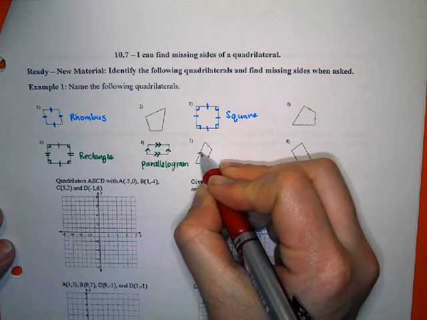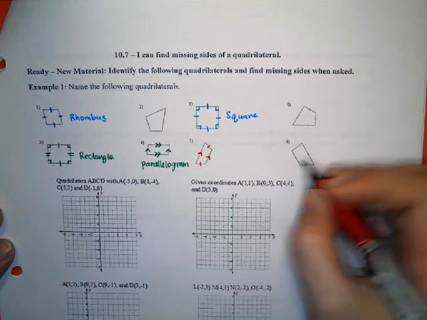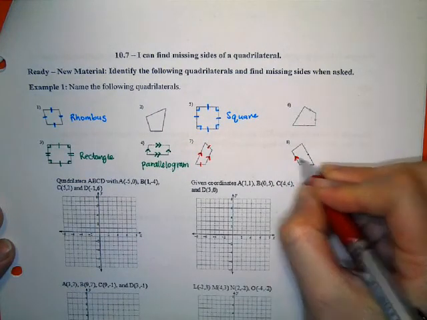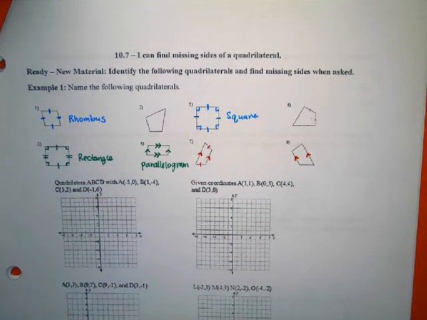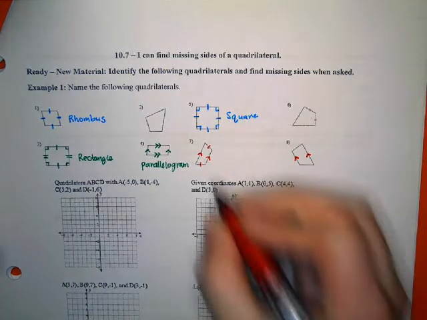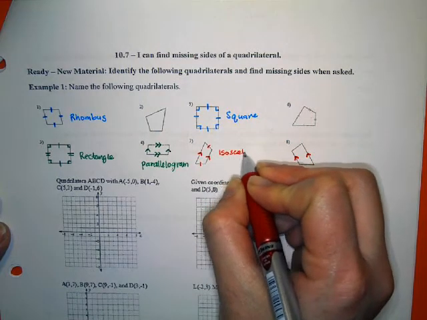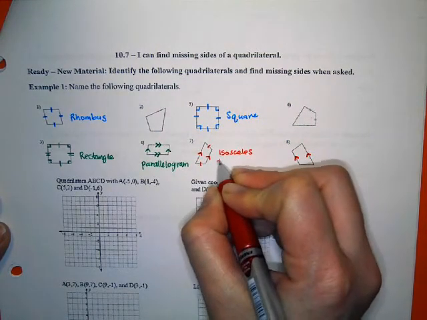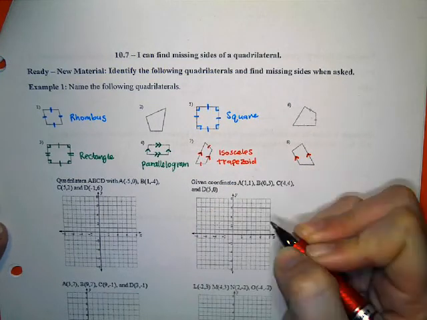Seven has these little arrows with the mark on equal sides. This one only has the arrows. Seven is identified as isosceles trapezoid.